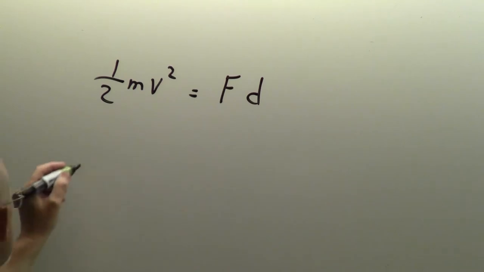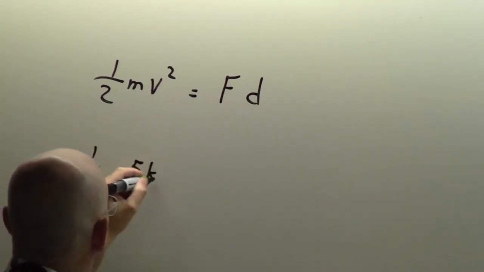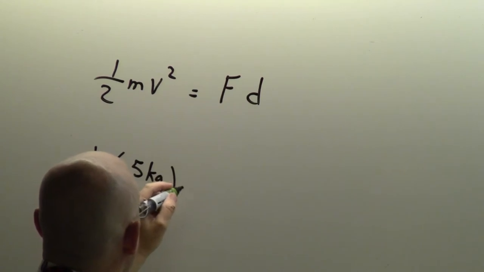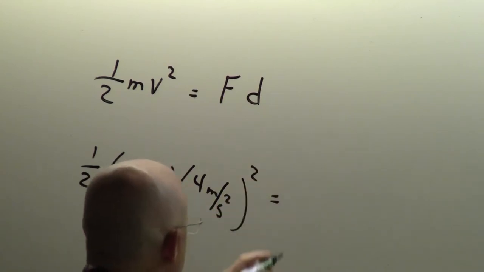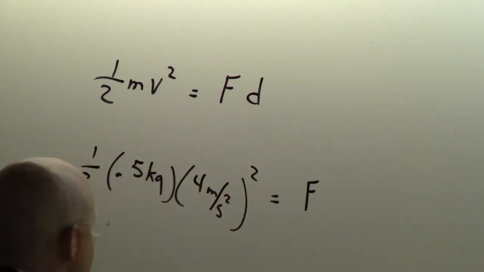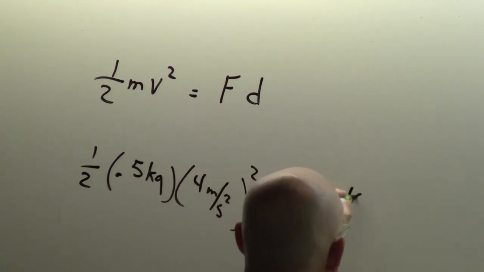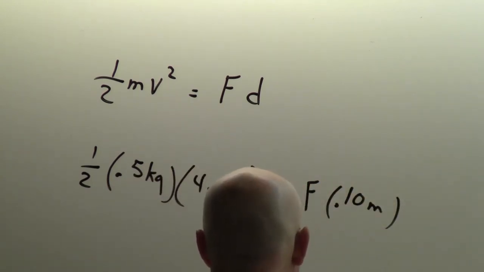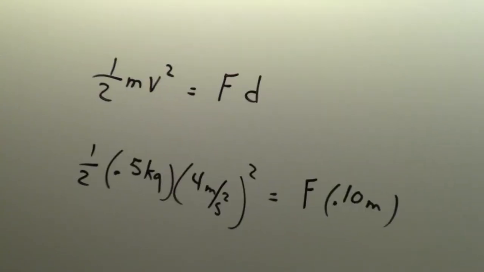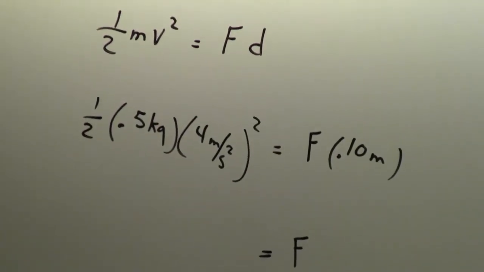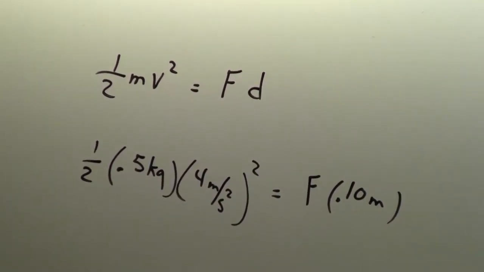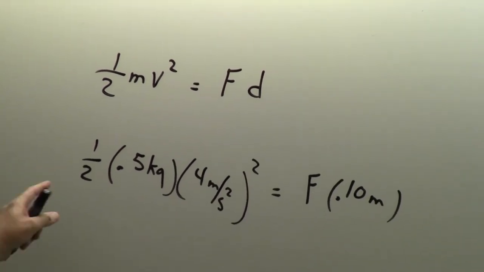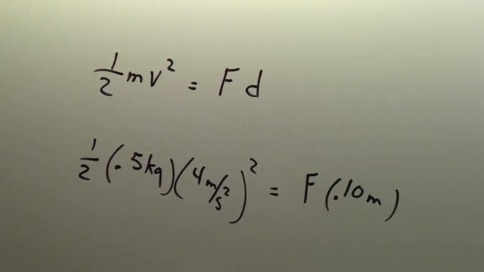Now, in this case, the mass is 1/2 kilogram and the speed is 4 meters per second. The force is unknown, and the distance is 1/10 of a meter. I can now grab my calculator and ask, how much force did I need to do in order to get that? I'll do this side of the equation first. It's 1/2 times 1/2 times 4 squared, then divided by 1/10.